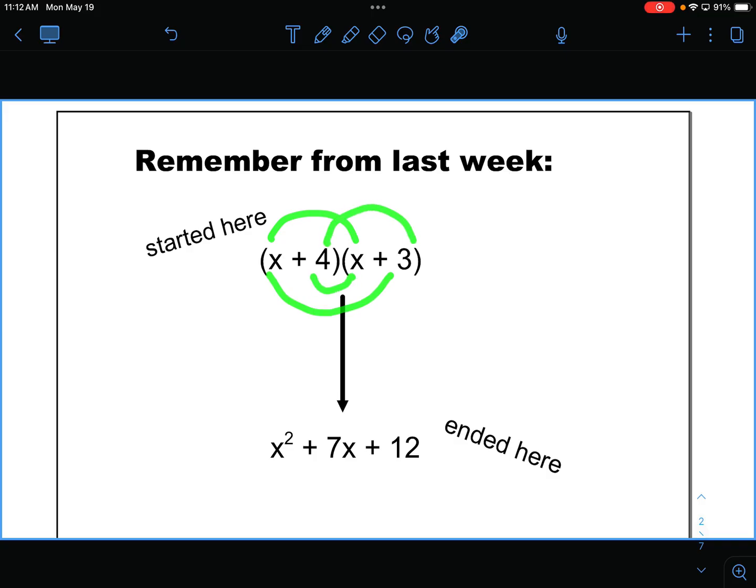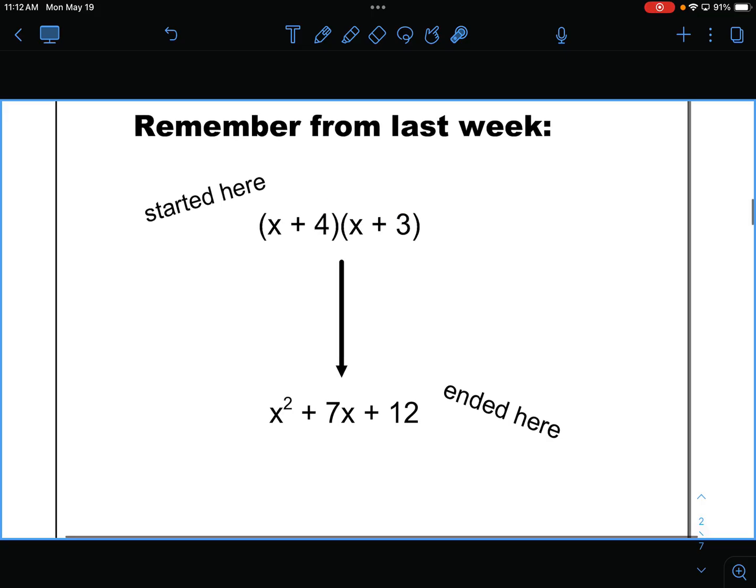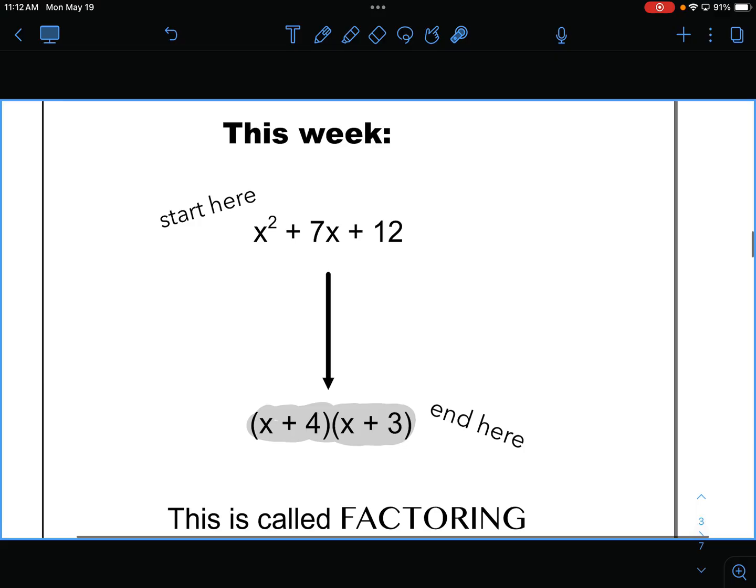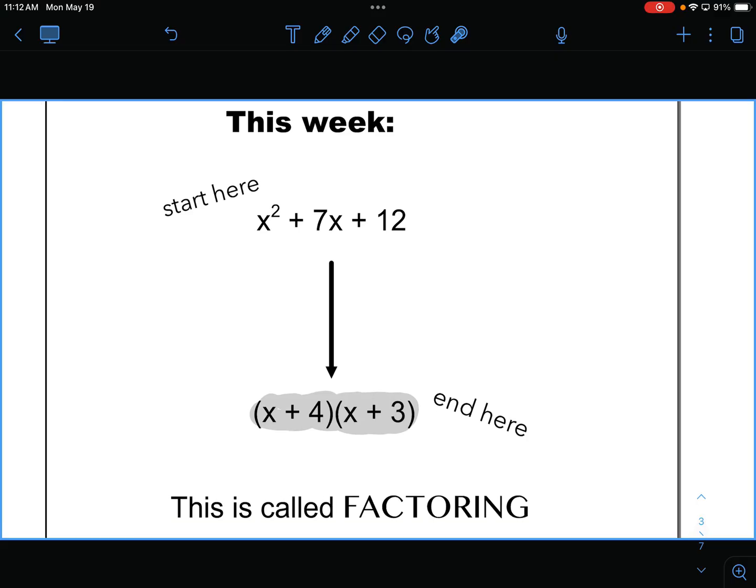And so if I multiplied these two binomials, I would get x squared plus 3x plus 4x, which is where this 7x is coming from, and then plus 12. So that's what we've done previously, and here's what we're going to do today. We're going to take the ending result there, that trinomial, and factor it into where it would have started.